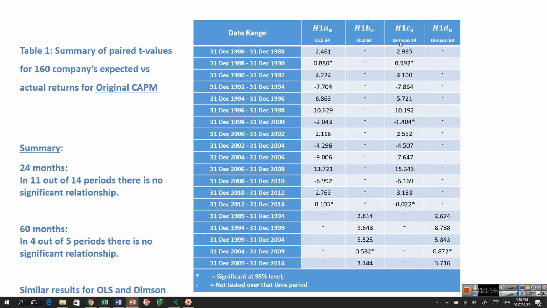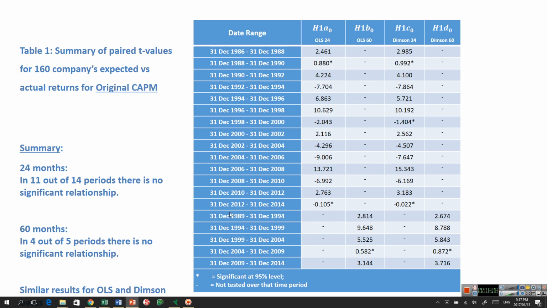Then we change the beta estimation method, and we are using Dimson over 24 months and Dimson over 60 months down here. You can see that we estimate the beta over the first 2 years, and then we look at the returns over the following 2 years, and we work out the actual return minus the expected return. We then do a t-test, and these are the t-test statistics that I'm reporting to you here. The significant ones are marked with asterisks down here.